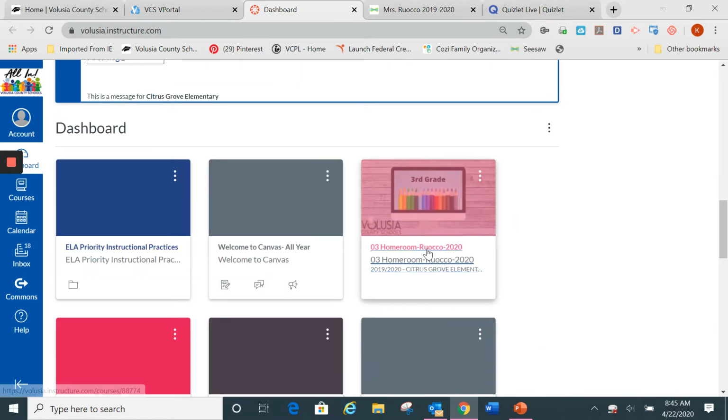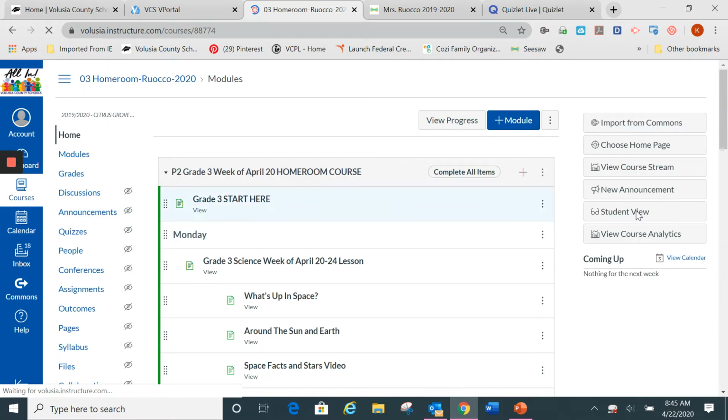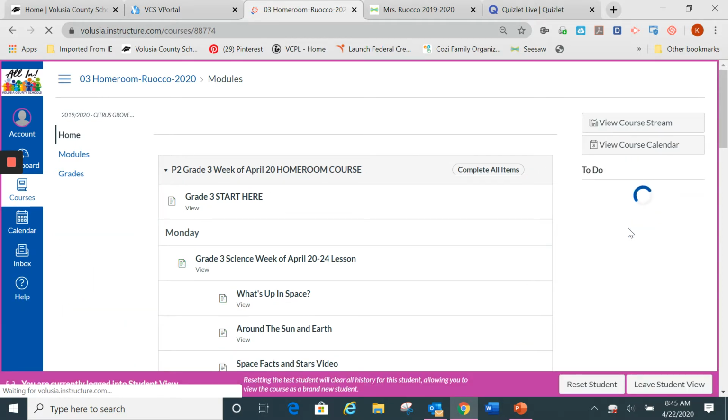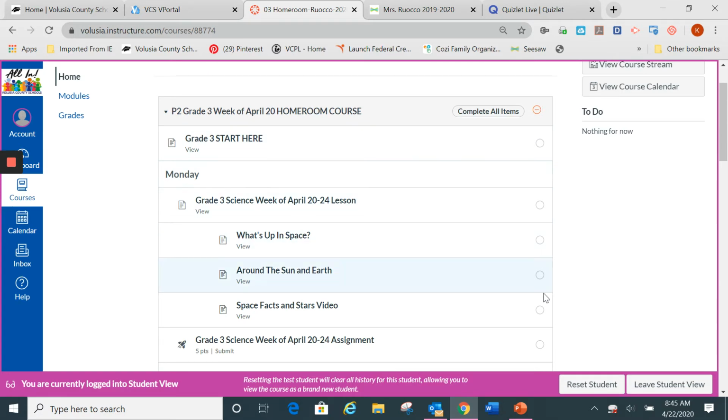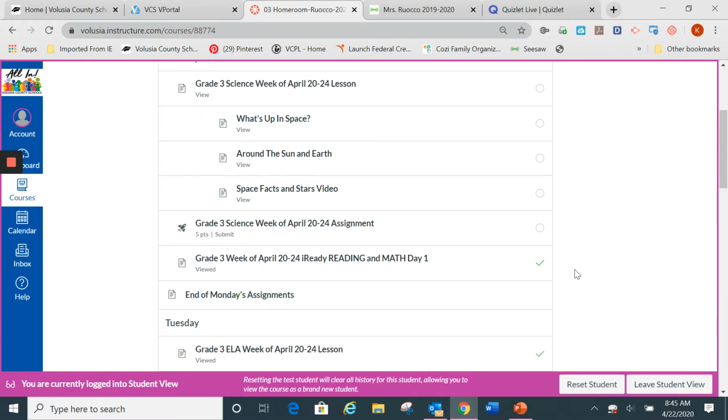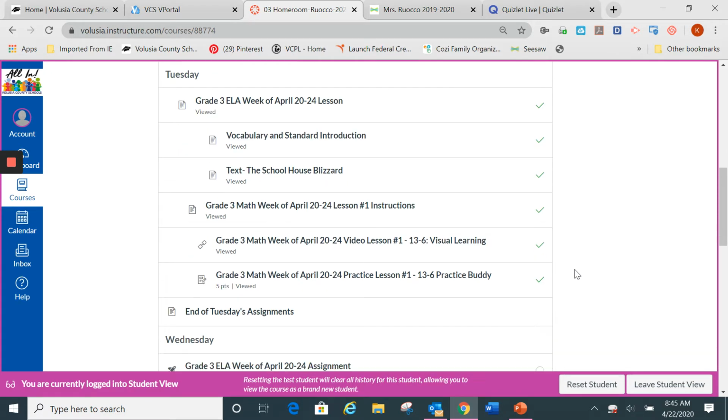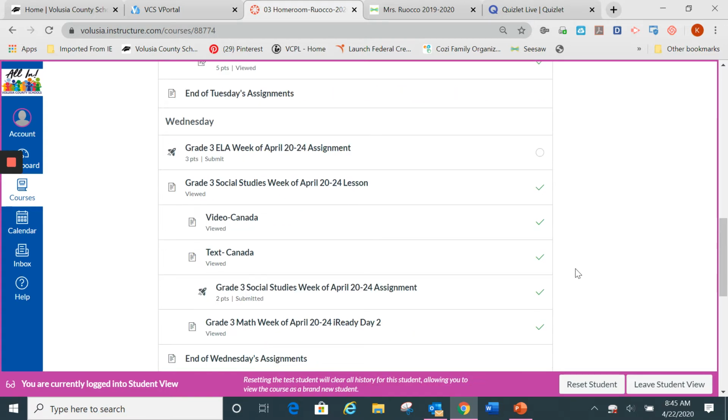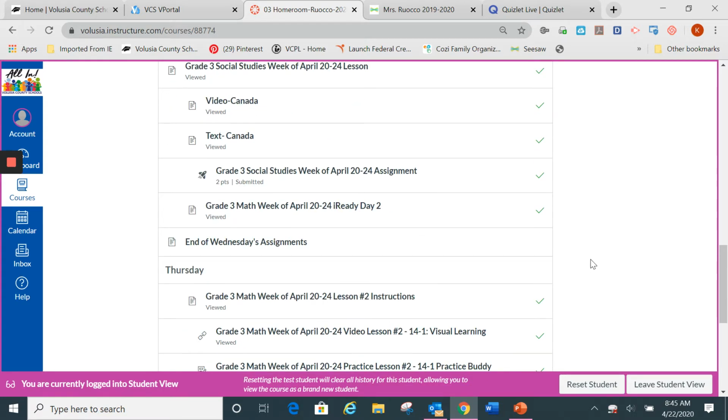If you have had no problems, go ahead and select our homeroom tab. And I'm going to change this to student view. Once I do, this is basically what you should be seeing when you are logging in. Along this item here, you should have all checks. If you don't have checks yet because you haven't completed all the assignments, please don't wait until the end of the week. You're going to be very overwhelmed with the amount of work you're going to have to complete.